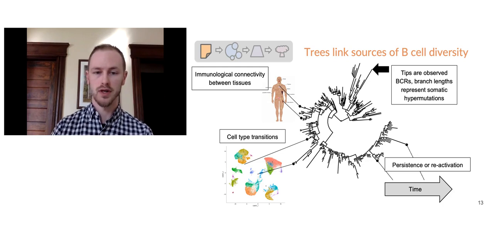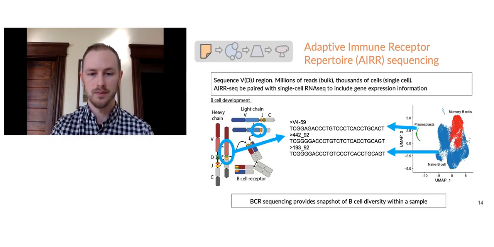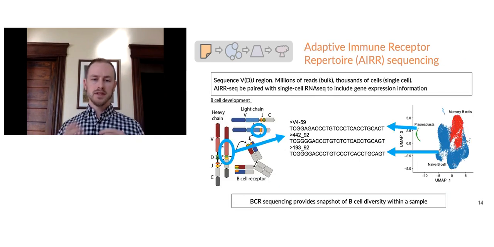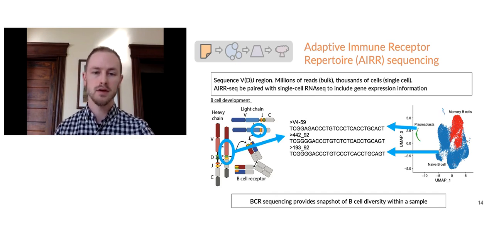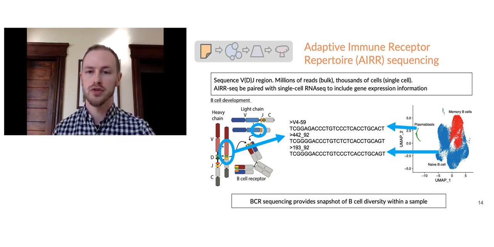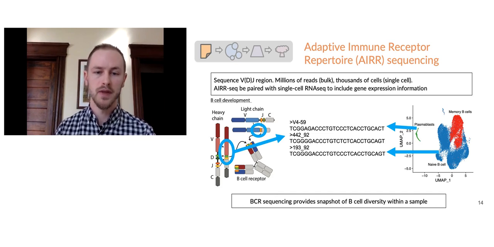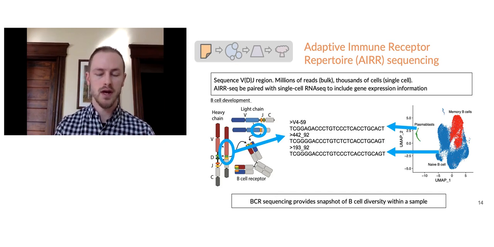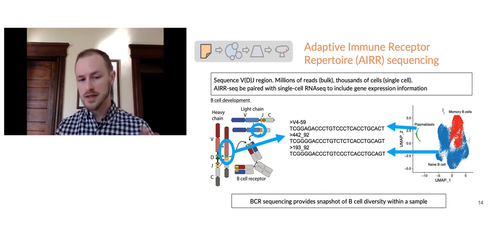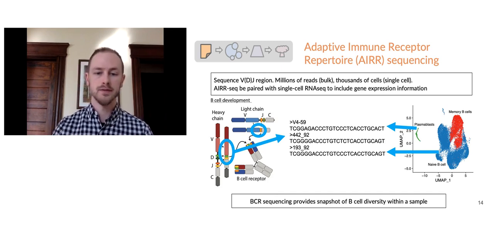because we're going to be working with single-cell RNA-seq data, but we have tools for analyzing all of these different data types. So the type of data we use to study this evolutionary process in B cells is called adaptive immune receptor repertoire sequencing, or AIR sequencing, which basically means sequencing the VDJ regions of B cells and T cells if we happen to be studying T cells.